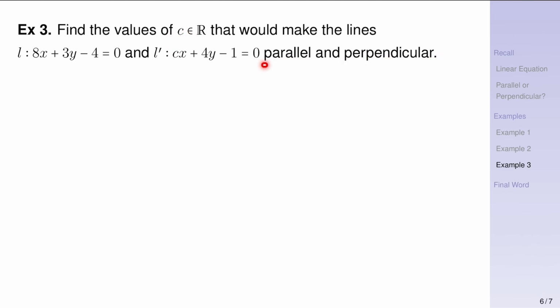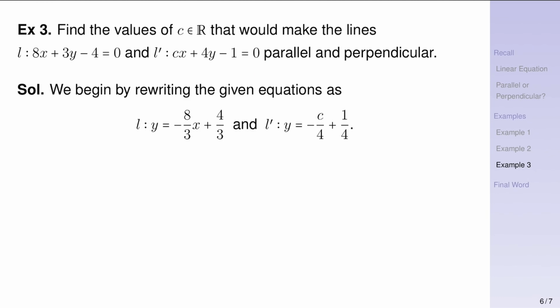Since we want to use the theorem earlier, it would be nice if we first write these given equations into their slope-intercept form. So we begin by rewriting the given equations as y equal to negative 8 over 3 x plus 4 over 3 and y equal to negative c over 4. There's a typo here. There must be an x here. So we just take note of that one, plus 1 over 4.